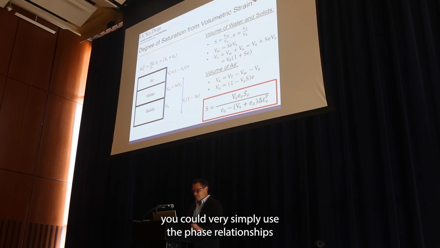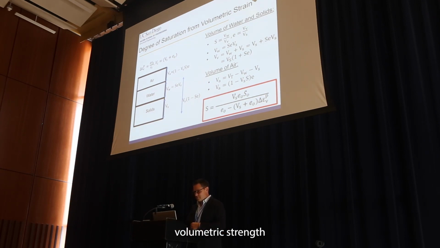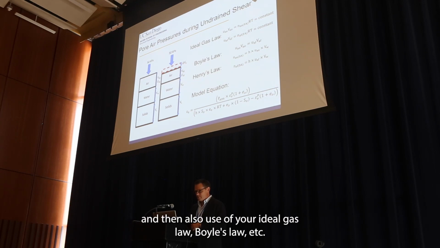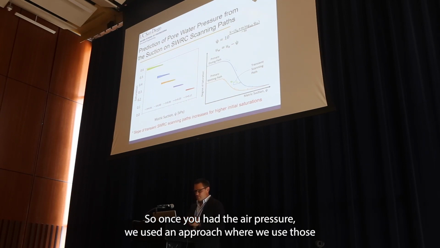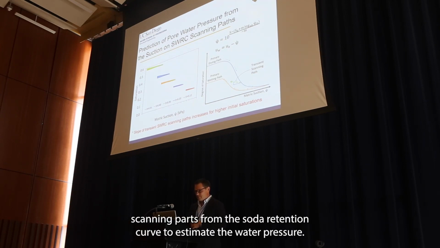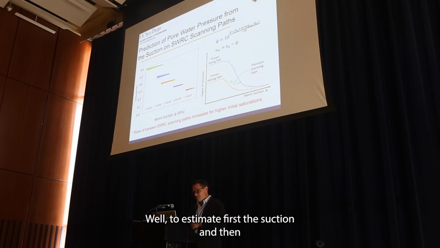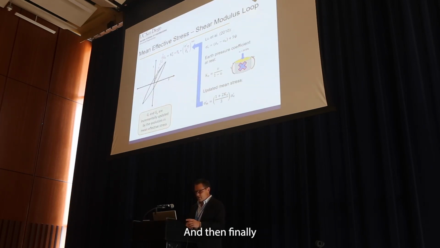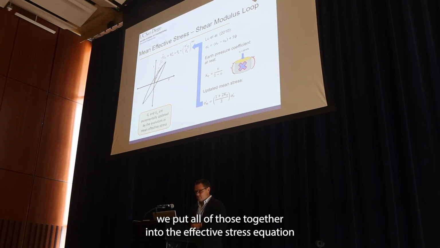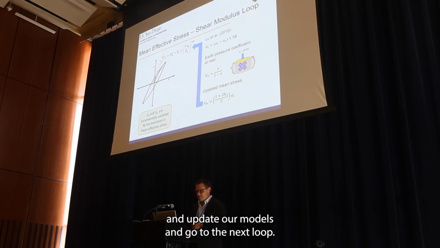You could very simply use the phase relationships to get your degree of saturation from your estimated volumetric strain, and then also use the ideal gas law, Boyle's law, etc. to estimate your air pressure from the volumetric strain. Once you have the air pressure, we used an approach where we use those scanning paths from the soil water retention curve to estimate the water pressure: to estimate first the suction, and then using the suction and the air pressure to get the water pressure. And then finally, we put all those together into the effective stress equation and update our modulus and go to the next loop.